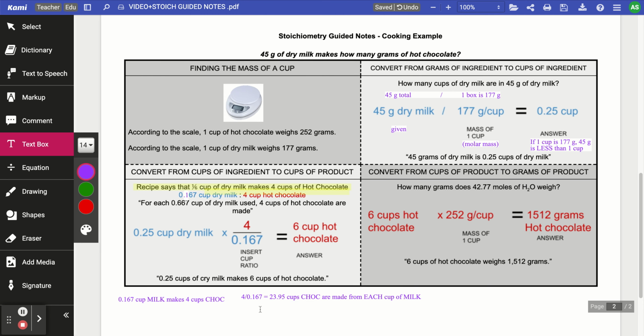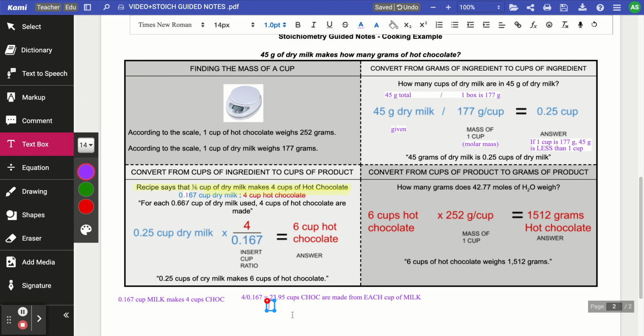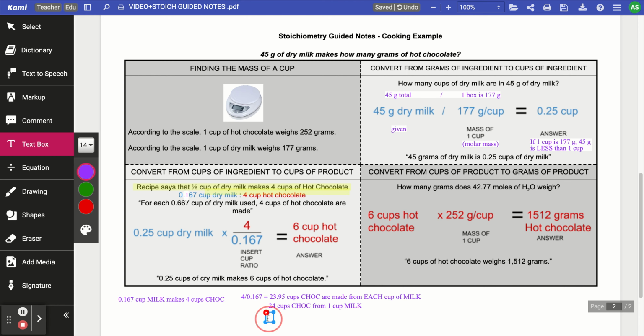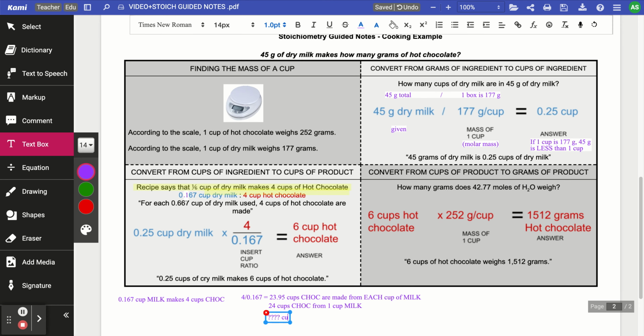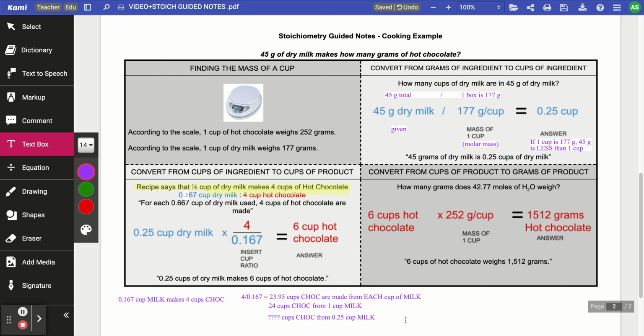All right, so if 23.95 cups of chocolate are made from 1 cup of milk, in other words, okay, 24 cups chocolate from 1 cup milk, question mark cups chocolate from 1/4 of a cup milk. What you do is you take your quarter and you multiply it by your 24.